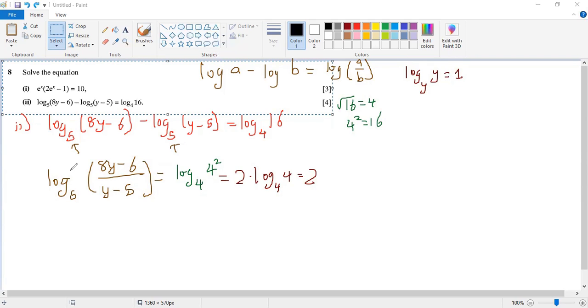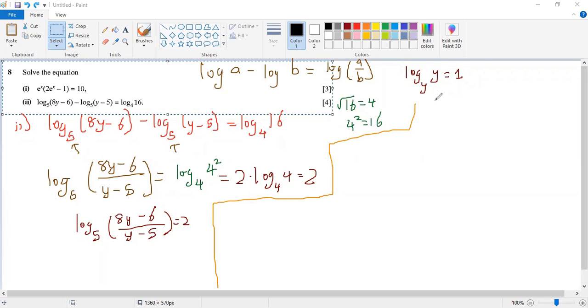These are the tricks. So what I'm trying to say is this thing equals 2. That means if I were to write one more line just to make it look nice, log base 5 of (8y - 6) over (y - 5) equals 2. So how do we solve this equation? Let's just take the anti-log. So (8y - 6) over (y - 5) equals 5 with the power going up. You can think of it like that. Or 25, 5 squared.